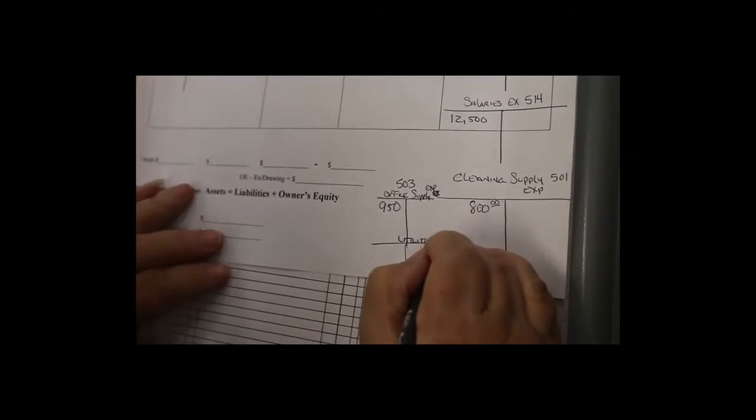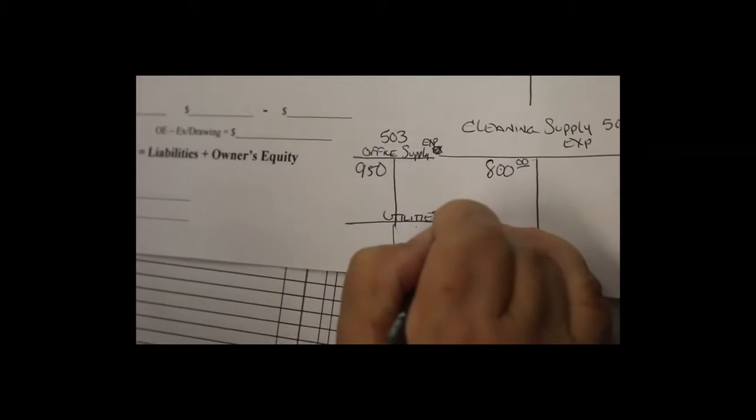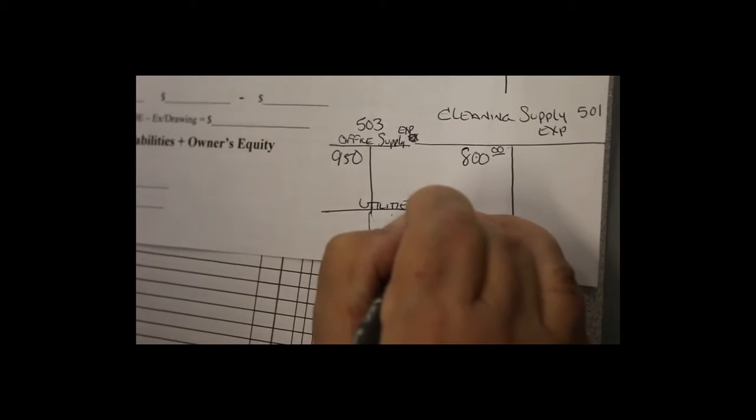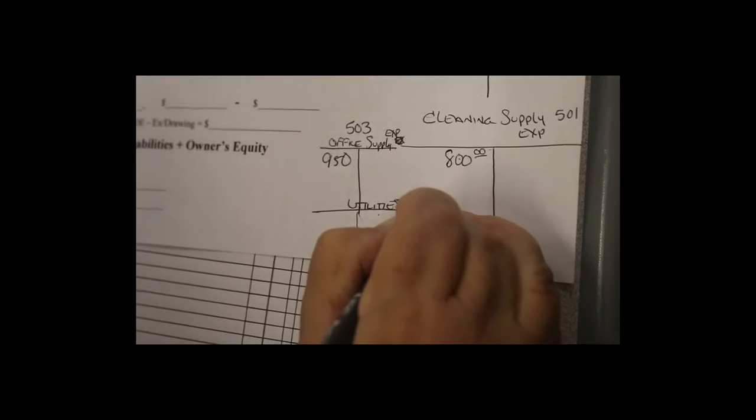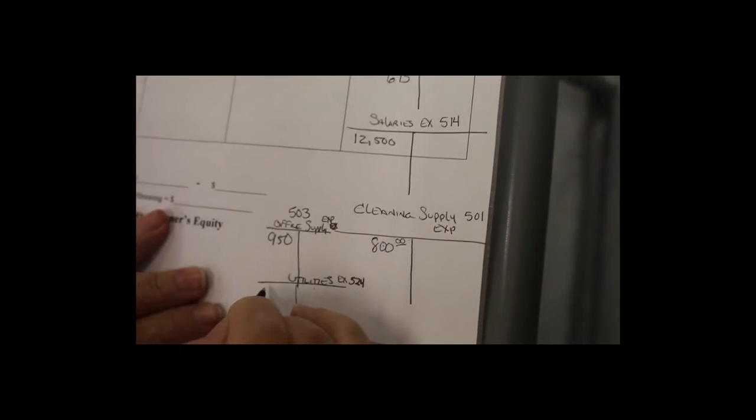Utilities expense, 524. 524 is the account number. I'm going to increase, it's over here, guys, sorry. Increase my expenses by debiting it. So $950. Okay? $950 taken away from cash by crediting it and adding to the utilities expense by debiting it.